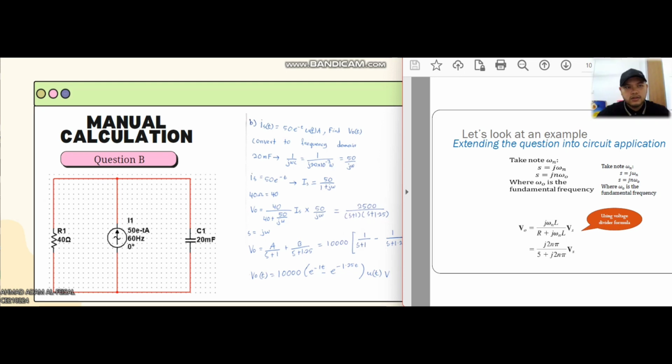Thank you. The manual calculation for question B is similar, but we change the current value to 15 exponent negative t. Everything else is the same: the values of the capacitor, which is 50 over omega, and the resistor, which is 40, and over here the current equals 5 over (1 plus omega). We used the voltage divider formula over here, and this is the result that I have concluded. That's all for the manual calculation.